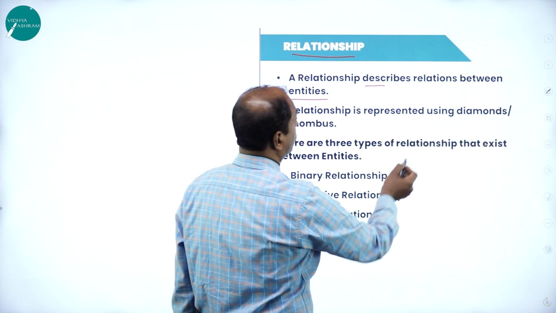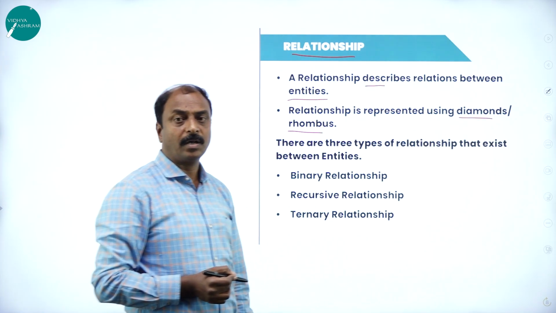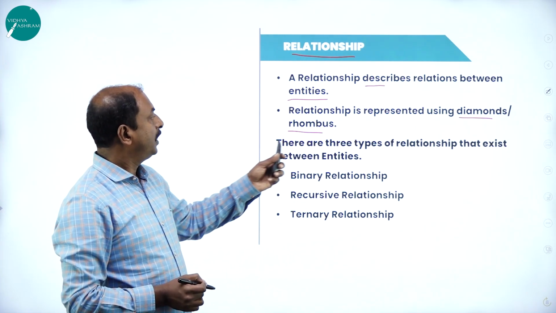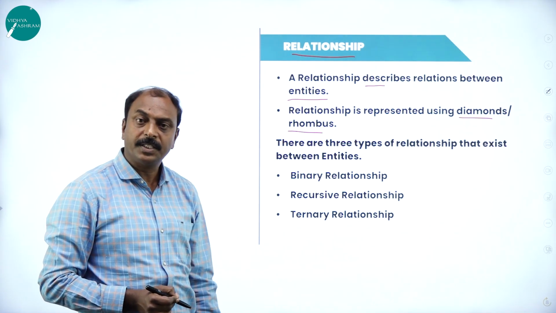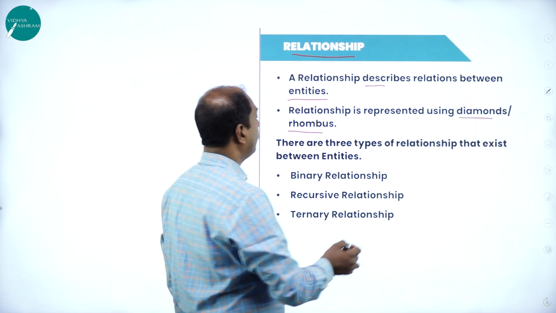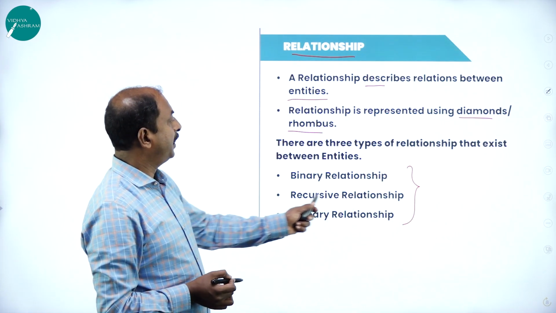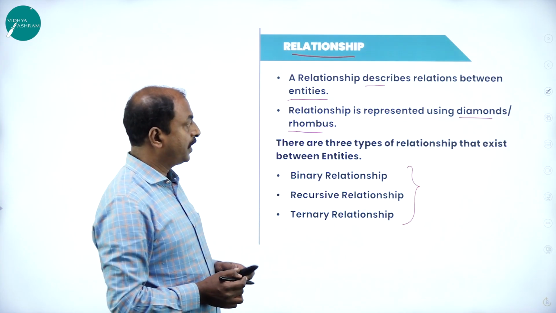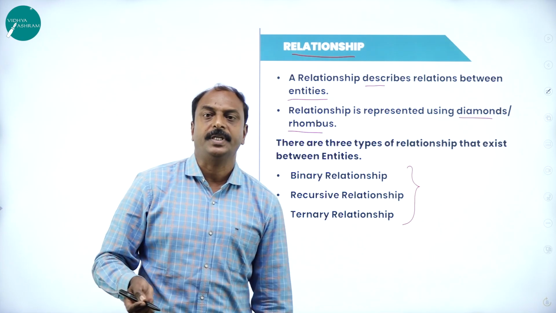A relationship is represented using diamonds or rhombus. This is what you have seen in the first example. This rhombus is used to represent the relationship between two entities. In that way we can have three different types of relationships: binary relationship, recursive, as well as ternary relationship. These relationships are possible between entities.